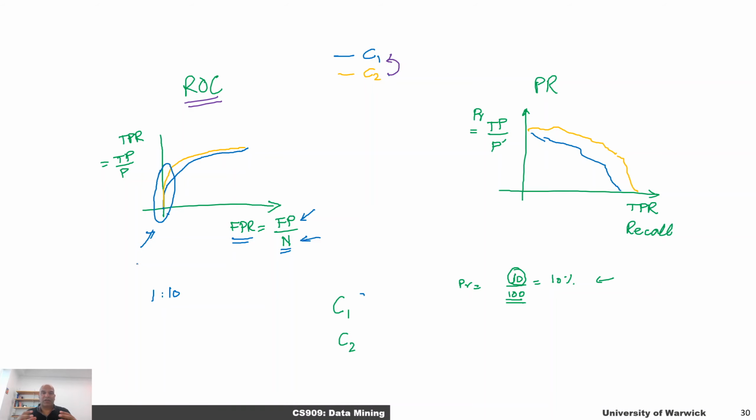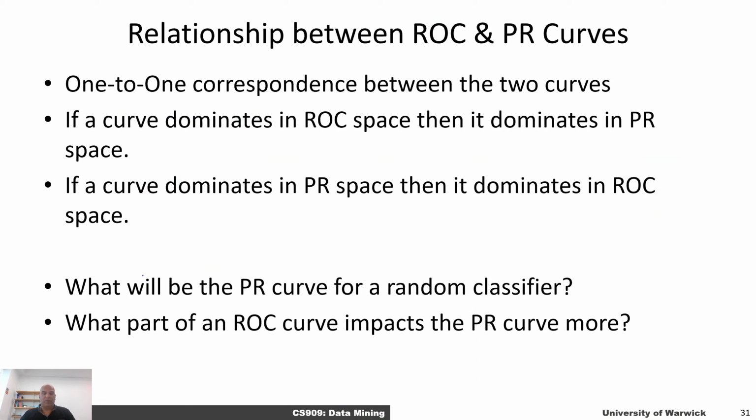So I hope you understand and are able to relate these concepts. I will summarize these for you on the slides as well. There's a one-to-one correspondence between the two curves. So you can map each point in an ROC curve to a corresponding point in the precision recall curve. We've discussed how an ideal classifier is located in the ROC space and where it gets mapped to in the precision recall space. And we've also talked about if a curve dominates in ROC space, then it dominates in PR space, and vice versa.